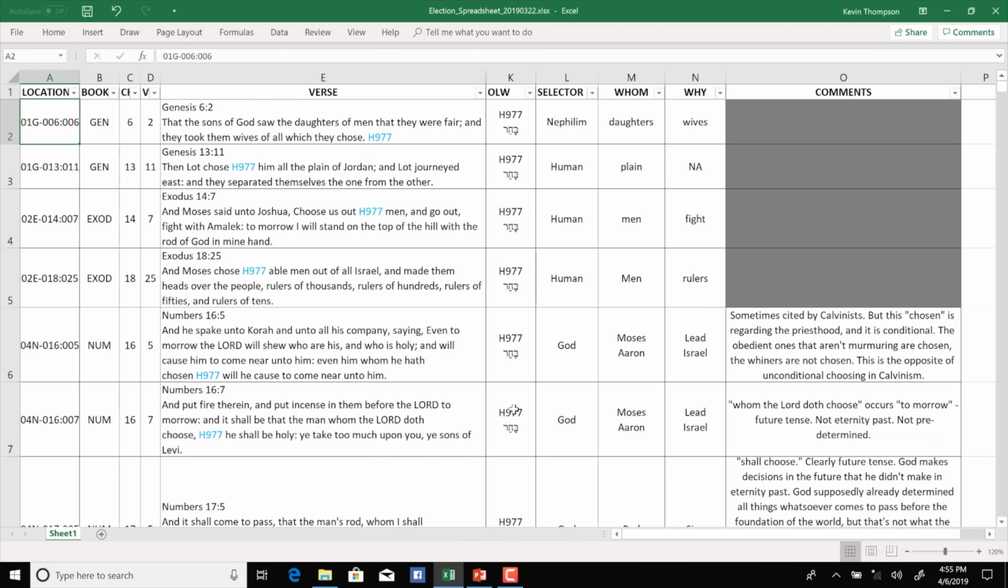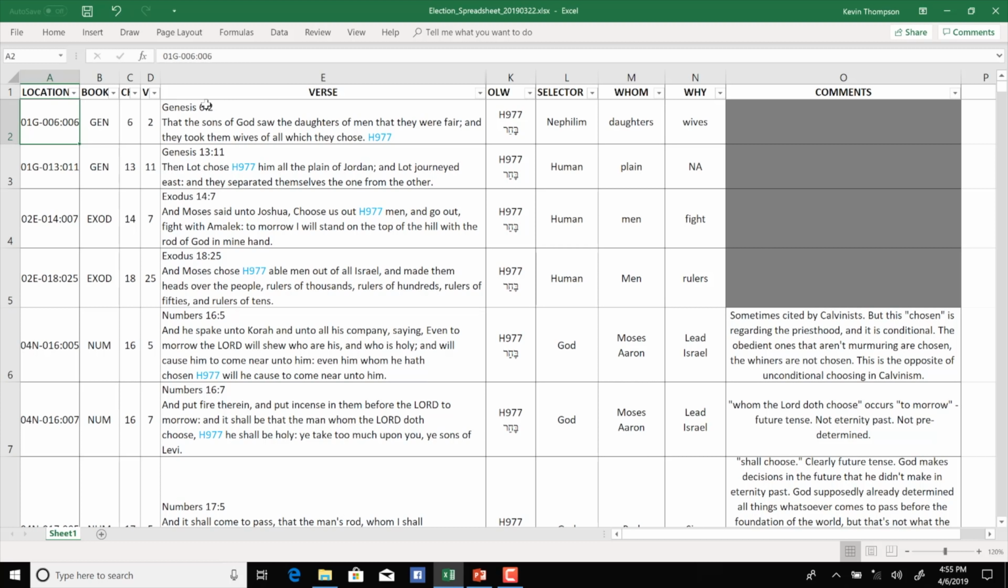And let's go ahead and get to this information and see what it's about. I'm going to start with a spreadsheet here. I've developed a spreadsheet of all the occurrences of the words election, how they show up. Now let me orient you to the spreadsheet.